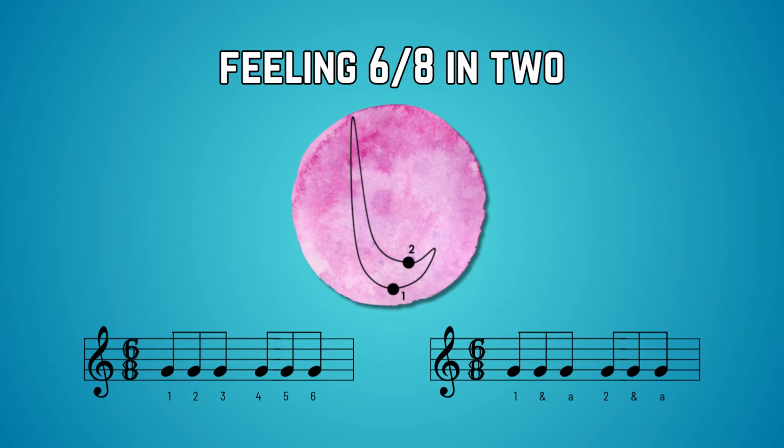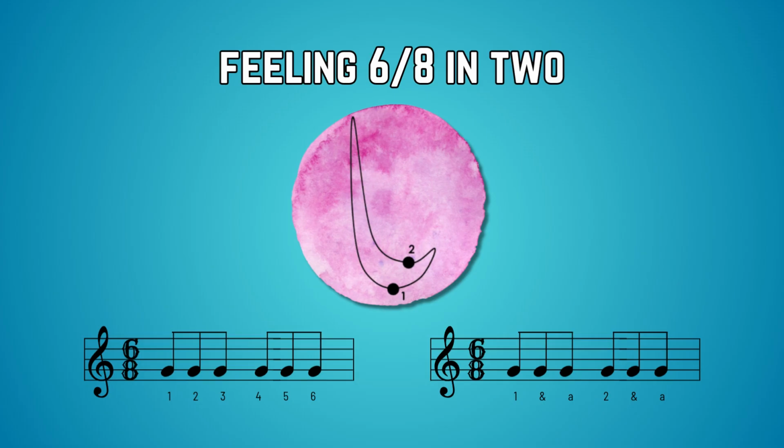Musicians often conduct or feel 6/8 in two large beats. Instead of thinking only 1, 2, 3, 4, 5, 6, we can also think 1 and 2 and. The first large beat contains three eighth notes. 1 and. The second large beat contains three eighth notes. 2 and. Let's try it. 1 and 2 and.